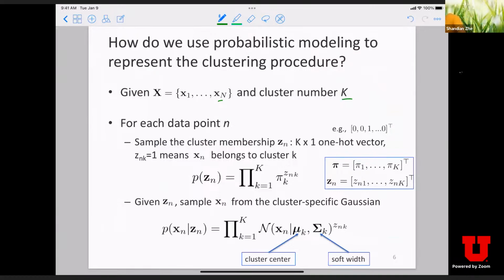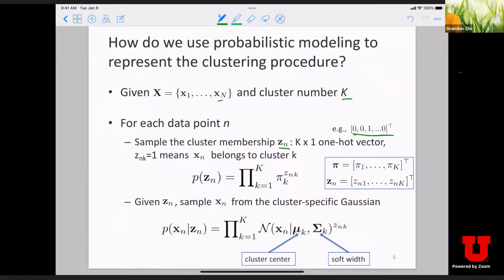We sample each data point n. How do we sample each data point n? We first sample a cluster membership Zn. Zn is a one-hot encoding that represents which cluster data point n belongs to. For example, here is a one-hot encoding where only one element is 1, corresponding to the cluster index, which is just the third cluster. Remember, one-hot encoding means a vector of all zeros except only one element being 1.